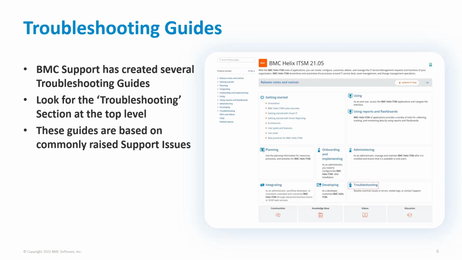Before we take a look at some of the commonly occurring issues and how to solve them, let's look at some of the troubleshooting guides which have been created to serve the same purpose. BMC support has created several troubleshooting guides. You just need to open the link for Helix ITSM 2105 and look for the troubleshooting section at the top level. These guides are based on the commonly raised support issues, so you'll find every bit of the latest problems that you are facing.